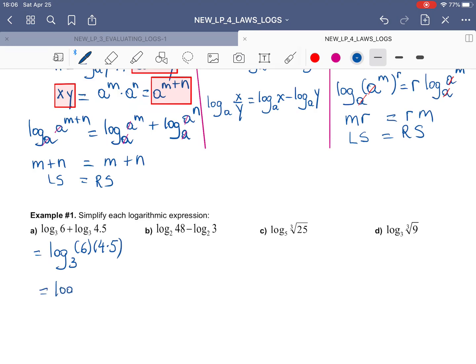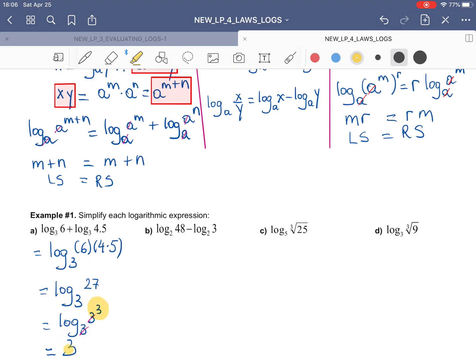So that would equal log with base 3 of, that's 24 plus 3, so that's 27. Even better, log with base 3 of 3 to the power of 3. And again, we're going to say the answer here is 3. So we're talking about this number 3 in here.